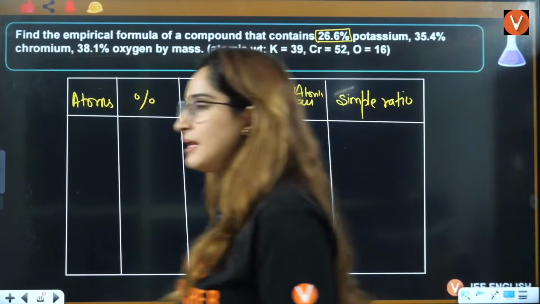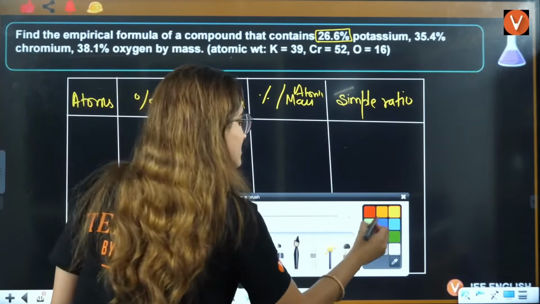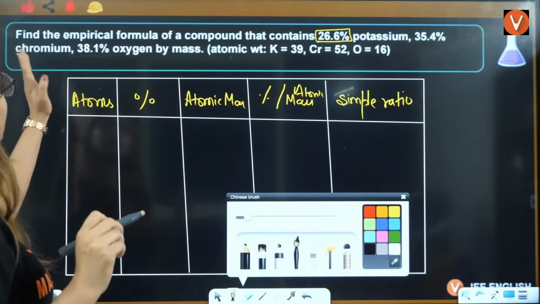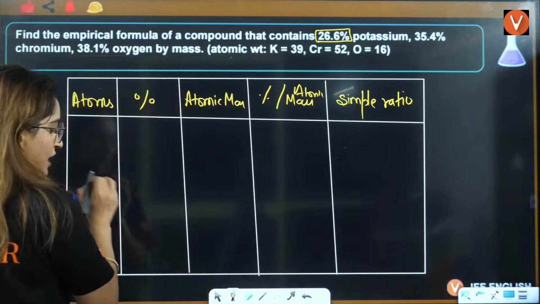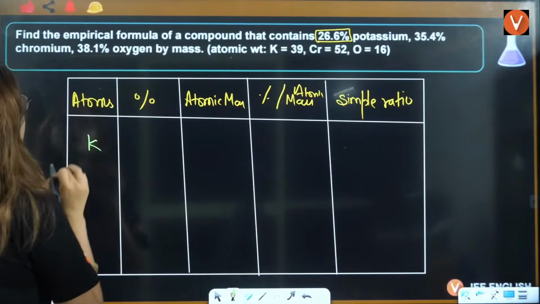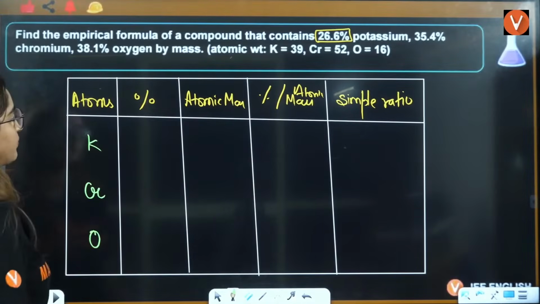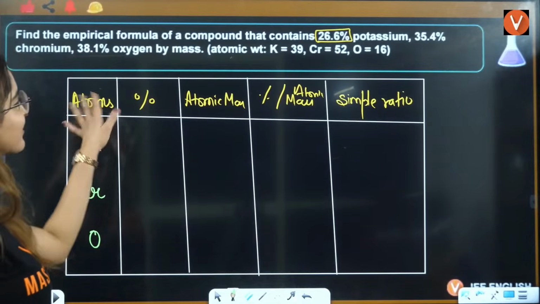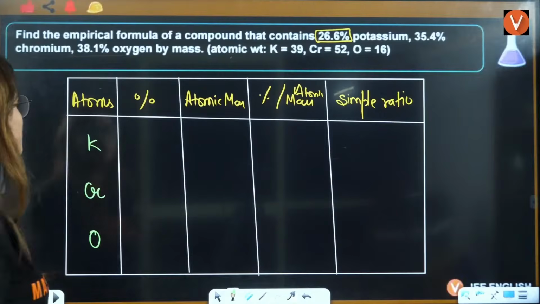Okay, let's solve this. Okay, guys, shall we solve? Yes. So what is given to us? They have given the empirical formula contains this much of potassium. Potassium is given to you, right? Chromium is given to you. Oxygen is given to you, right? See, by this only we have an idea what is the compound that is going to be, but still we have to solve it, right?